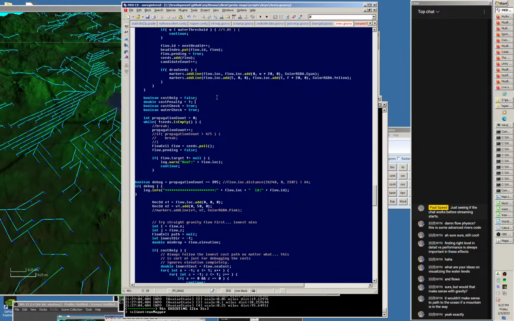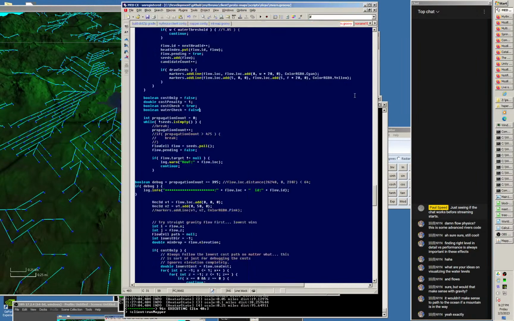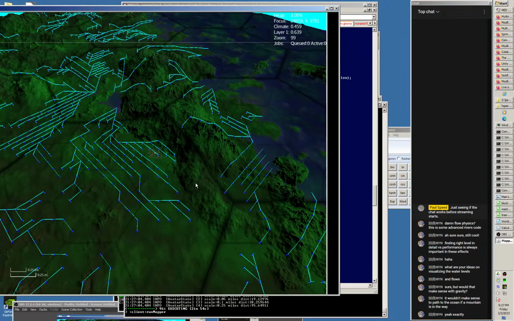We could do a cost check, and we'll do a water check. No, I'll take the water check out for now. I'll explain what that is in a second. So we're not doing cost only anymore. This was cost only. Ignore everything. Just use the distance to sea cost. Now we're not doing that anymore. We're only going to do gravity, and by the way, if they're the same level, then we'll try to do the sea cost. And so this is what we'll end up with.